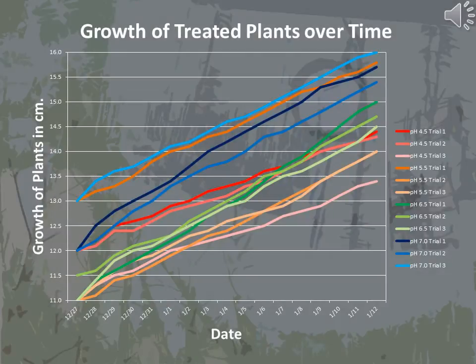Various graphs were created to show the data. This is a line graph that shows the grass's progress throughout the 17 days of testing. Plants given a pH of 4.5 had an average growth rate of 0.14 cm per day. 5.5 had an average growth rate of 0.17 cm per day. Plants given a pH of 6.5 had an average growth rate of 0.21 cm per day. Plants given a pH of 7.0 had an average growth rate of 0.2 cm per day.